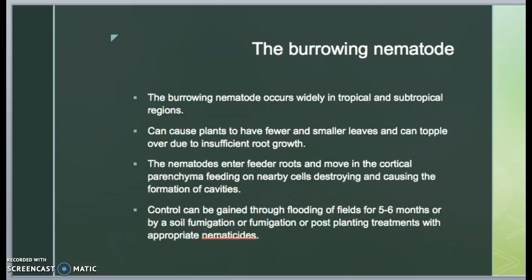The burrowing nematode. The burrowing nematode occurs widely in tropical and subtropical regions, can cause plants to have fewer and smaller leaves, and can topple over due to insufficient root growth. The nematodes enter feeder roots and move in the cortical parenchyma, feeding on nearby cells, destroying them and causing the formation of cavities. Control can be gained through flooding of fields for 5 to 6 months, or by soil fumigation or post-planting treatment with appropriate nematicides.